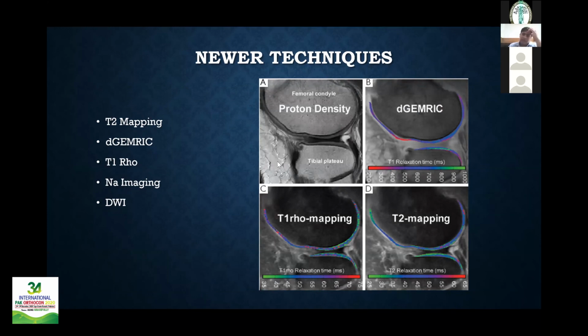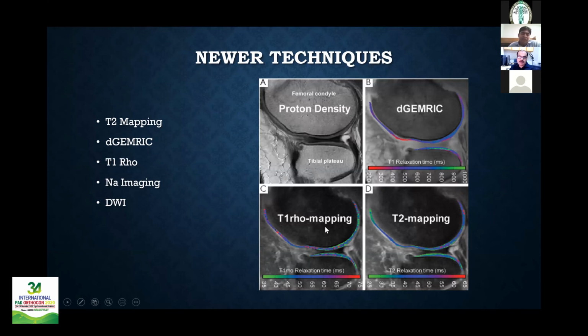These are T2 mapping, dGEMRIC, T1 rho, sodium MR imaging, and diffusion weighted imaging. dGEMRIC stands for delayed gadolinium enhanced MRI of cartilage, and it is performed 90 minutes post injection, and the sequence takes around 7 minutes. But it is not routinely performed, is not currently commercially available, and is in the research phase.